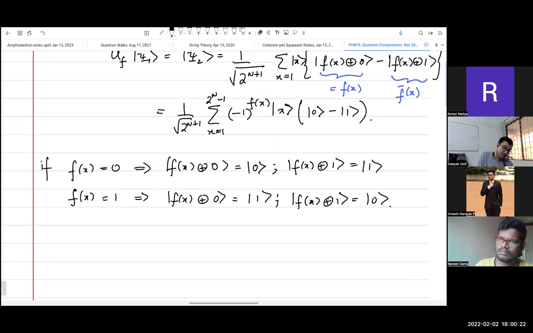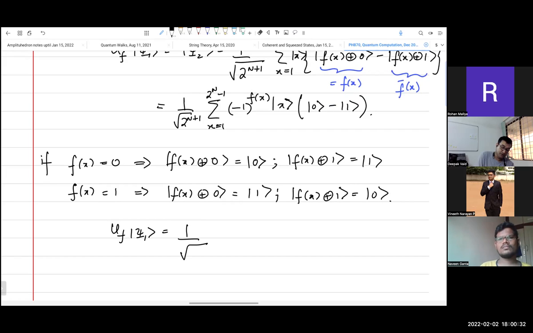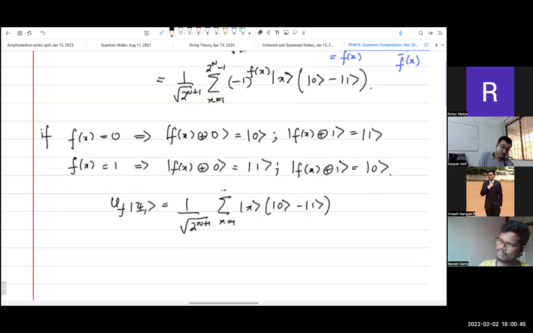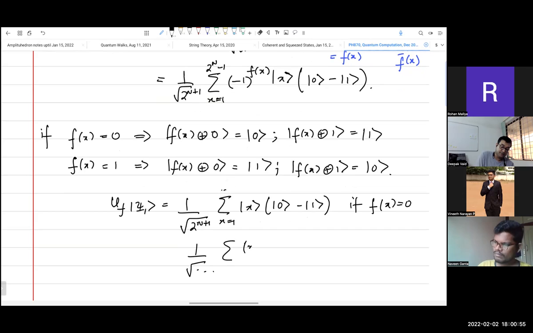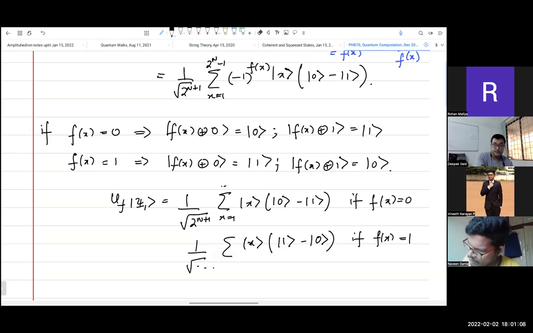One possibility is that f of x is 0. If f of x is 0, then U f acting on psi 1, what does it give me? It gives me 1 by root 2 to the n plus 1, sum over x, x times 0 minus 1, right? If f of x is 0. And otherwise, all of this is the same, right? It gives me 1 minus 0 if f of x is equal to 1, right?